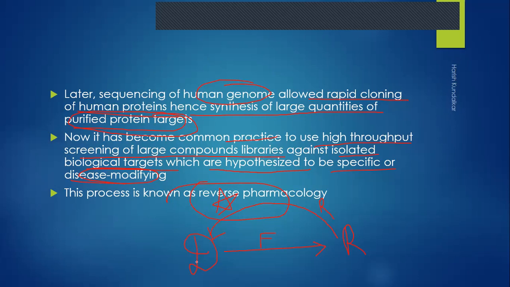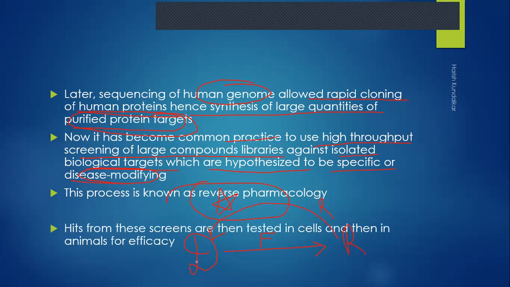All right. So that is how we have gone through the history of drug discovery. Now hits from these screens are further tested in cells and then in animals for efficacy, and needless to say, then they are tested in human beings.